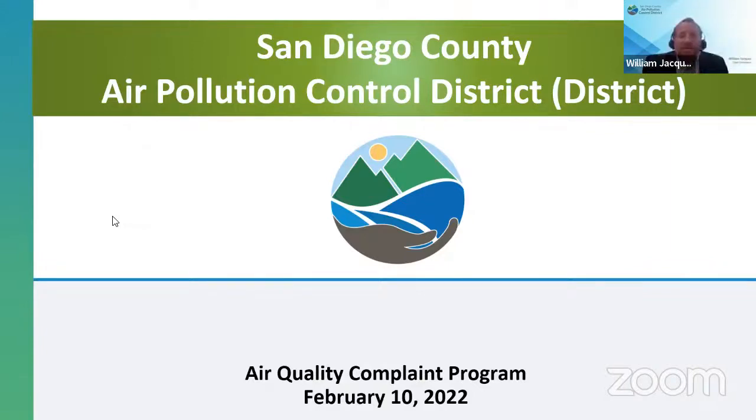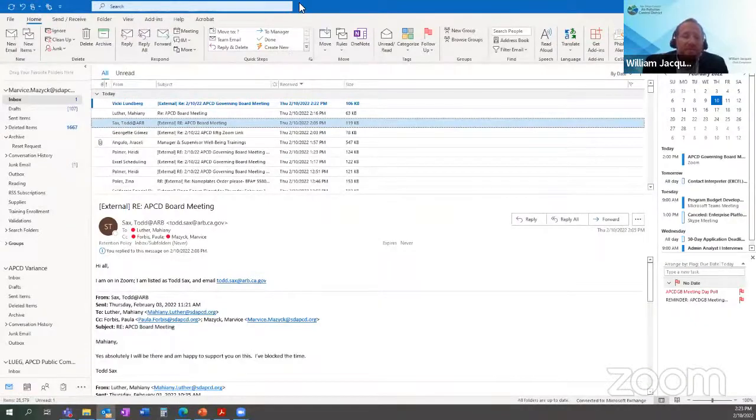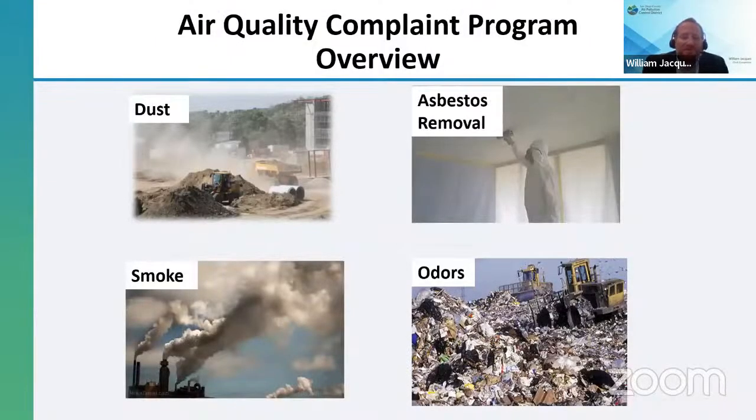Next slide, please. So, good afternoon, everyone. Under the Air Quality Complaint Program, the district receives and investigates air quality complaints submitted by members of the public. Most complaints report odors, dust, smoke, or improper asbestos removal processes. The complaint program promotes opportunities to engage with community members and to determine compliance with district rules and regulations. On average, the district receives approximately 860 complaints annually. On average, field inspectors investigate complaints within 24 hours and take enforcement actions when a violation of the air quality regulations is documented.